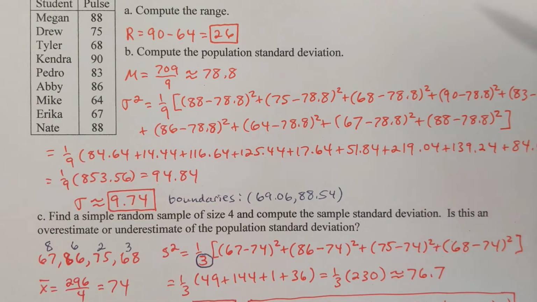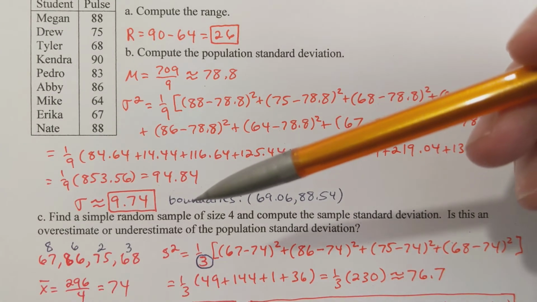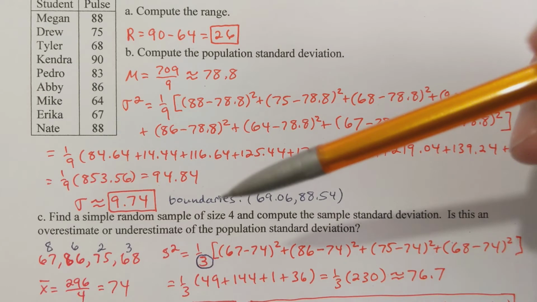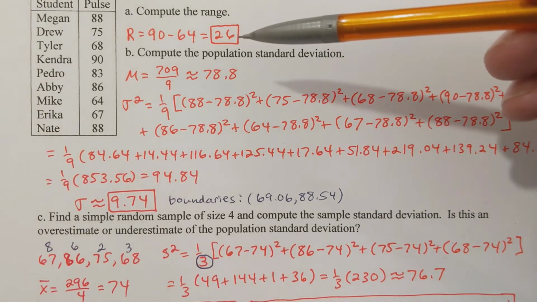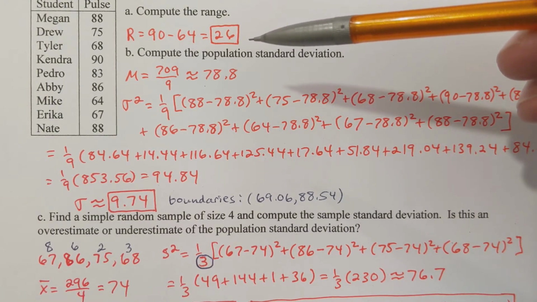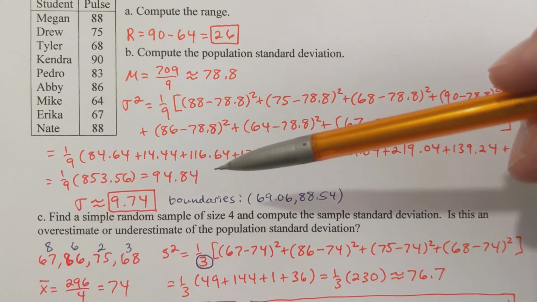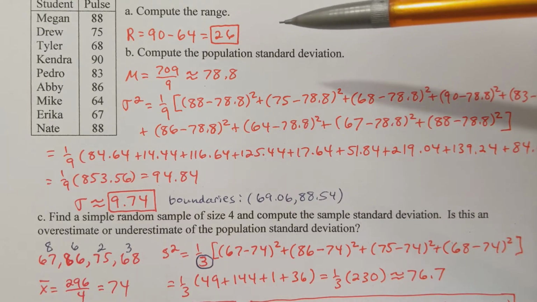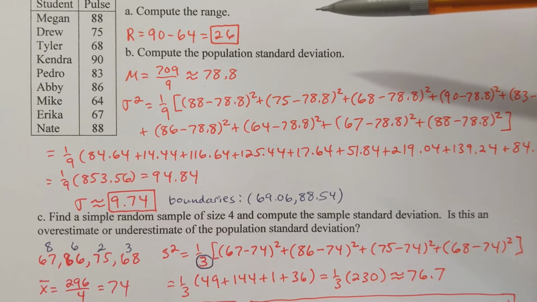Now, by the way, that to me sounds right. The reason is because this number, 9.74, is not some super huge number, and it's not some really minuscule, dinky number, really very close to 0. I didn't get either one of those two extremes. And that should make sense because the range was 26. The range is not a super huge number, and it's not a really dinky number. So you can kind of have an idea of what the standard deviation is based on the range. The bigger the range, the bigger the standard deviation. The smaller the range, the smaller the standard deviation.